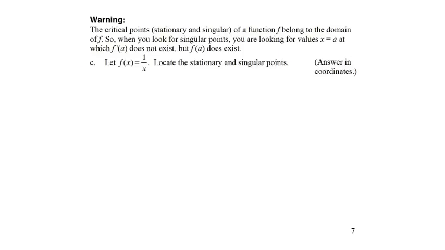Now, for example, 1C, we need to point out something super important, which is a warning, and I'll articulate this. But basically, the critical points, which remember are our stationary and singular points, they need to belong in the domain of the function. This means it's a point that's on the actual graph. So if we have a singular point, which is where the denominator of the derivative is 0, at some value we'll say a as a placeholder.